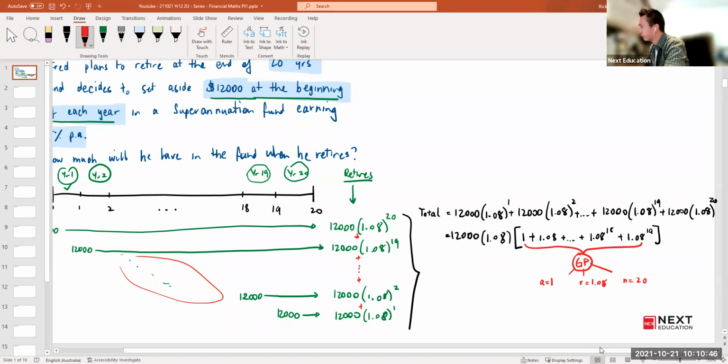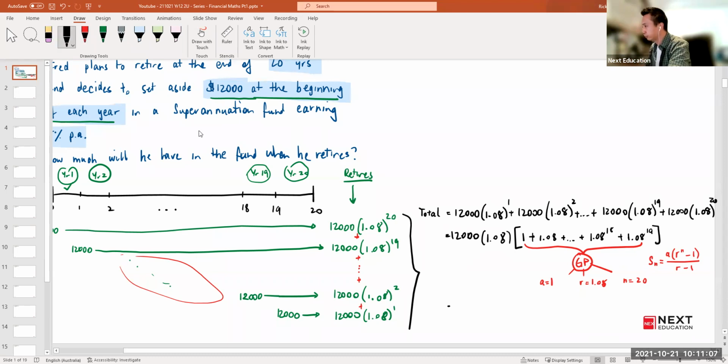And what was my formula again? The sum of the GP is equal to A(R^n minus 1) over R minus 1. Now, some teachers teach you the formula where the 1 comes first when the ratio is less. It doesn't matter. Use one of them, they both give you the same answer.